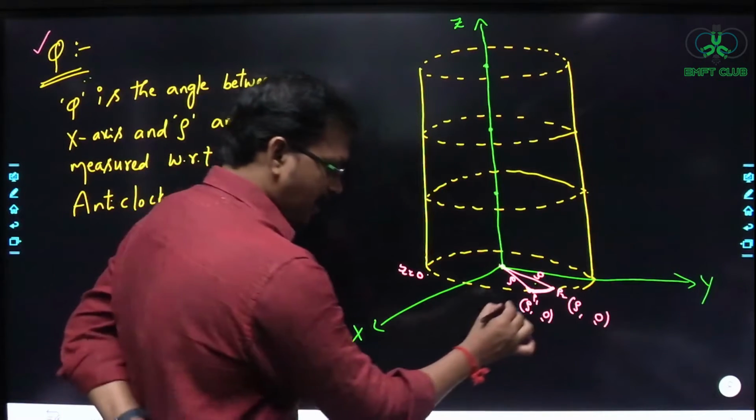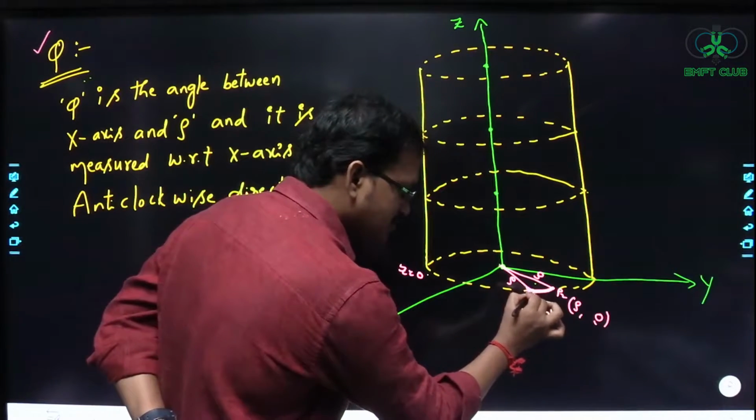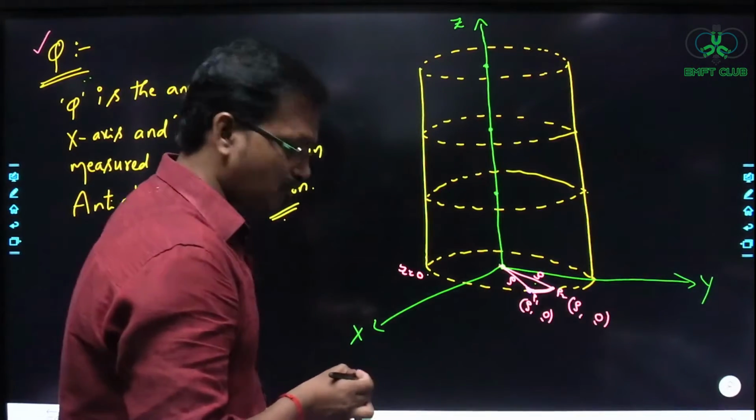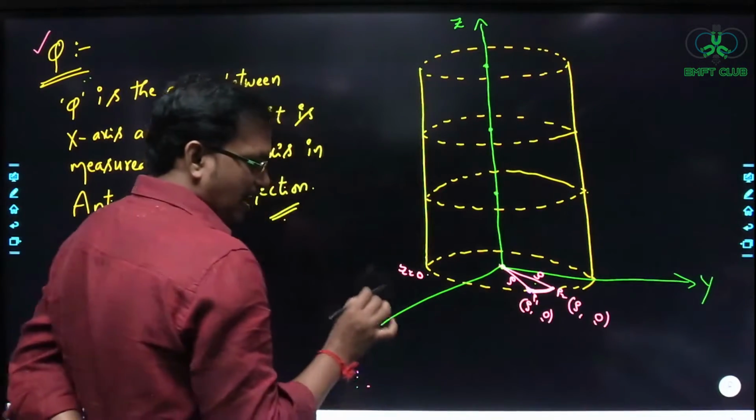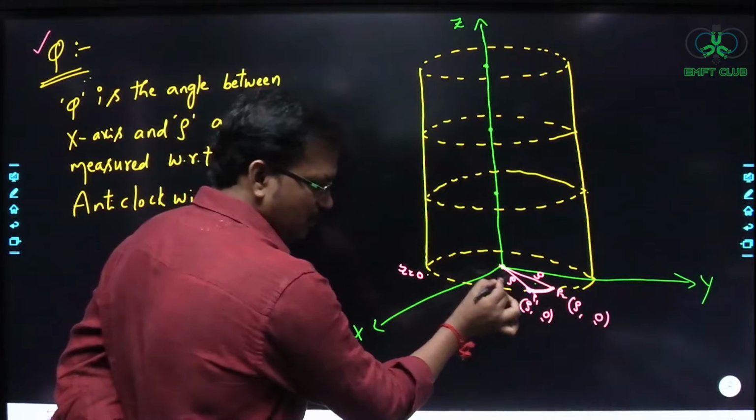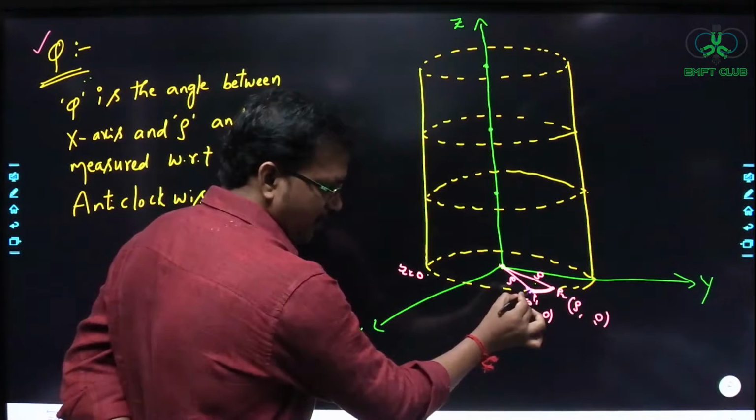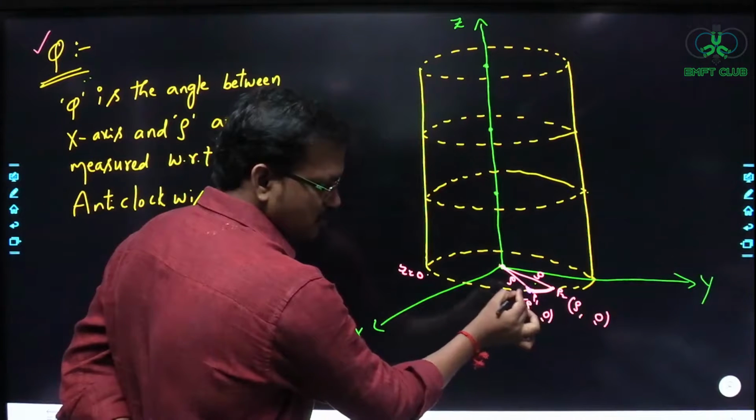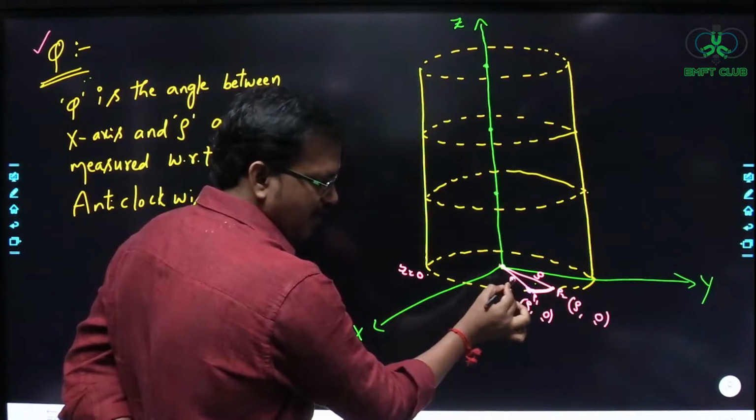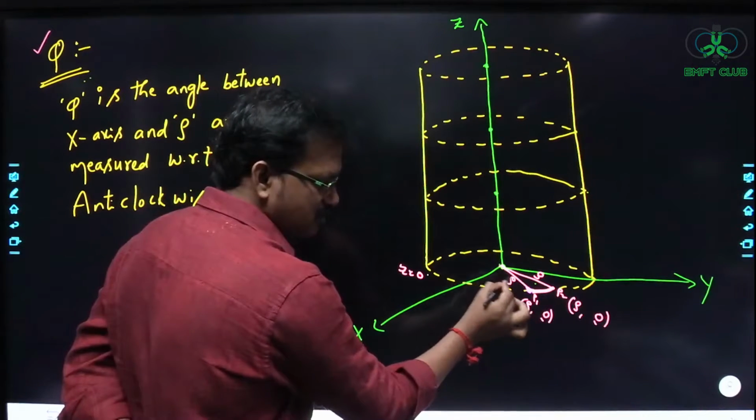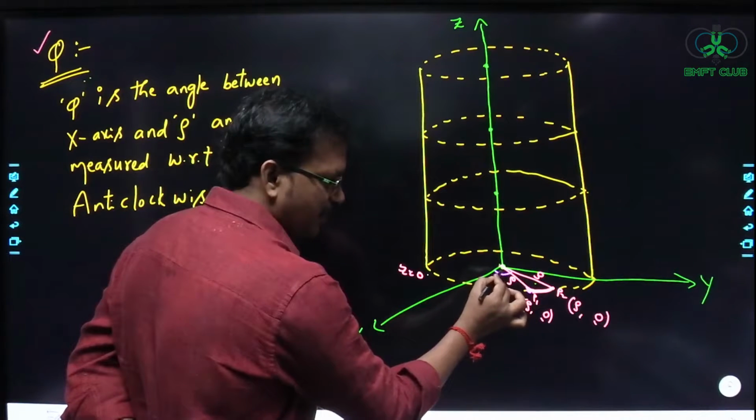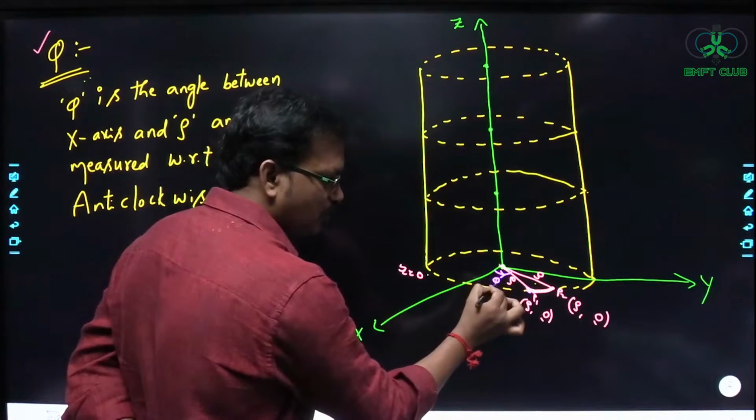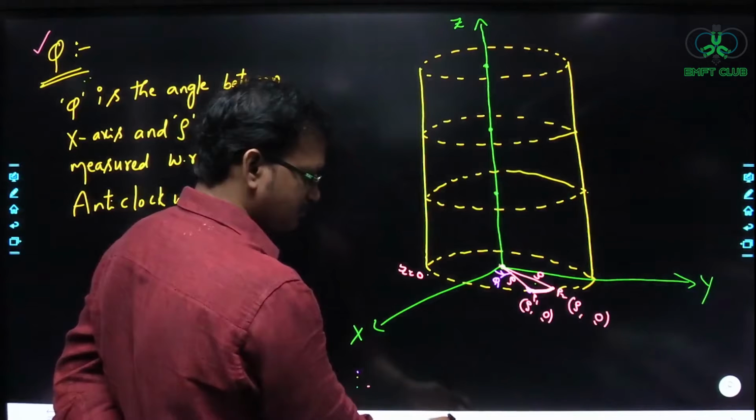Here I have considered this point. So phi is the angle between the x-axis and rho. Whenever I consider this point, draw the radius here. That is nothing but rho. Now the angle between this x-axis and this rho, I am considering as phi 1.